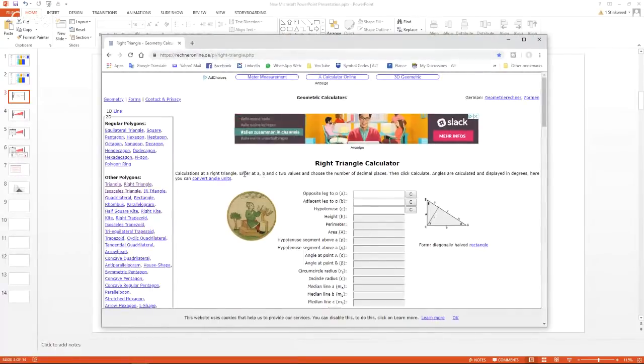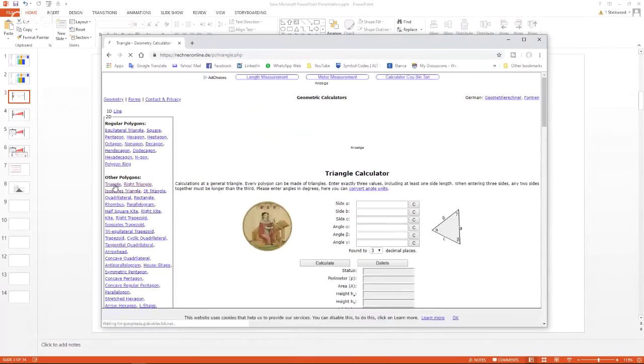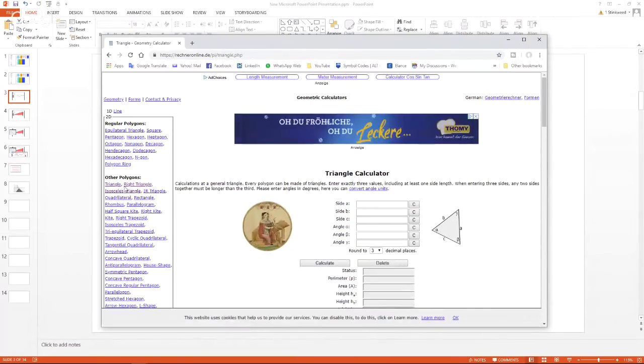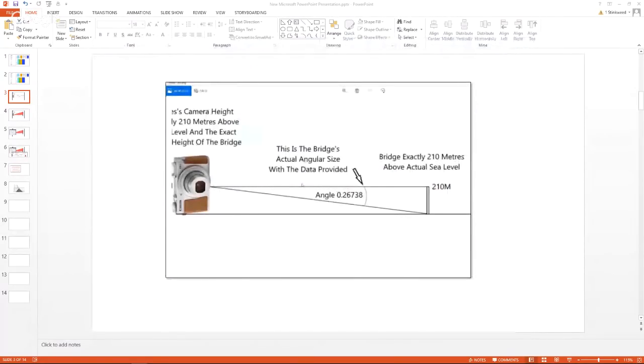rechneronline.de. It's all in English though, so don't worry about that. You've got all the different types of triangles: isosceles triangles, right triangles, regular triangles, where you put all the data in, etc. I love it. I use it all the time.